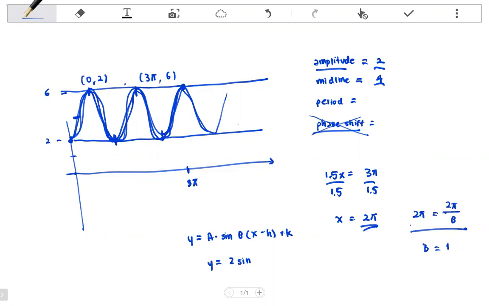And B has to be 1 for us to have a period of 2π, right? So we don't write anything for B. We don't have a phase shift. And our midline is going to be 4. So that's our equation for this graph.